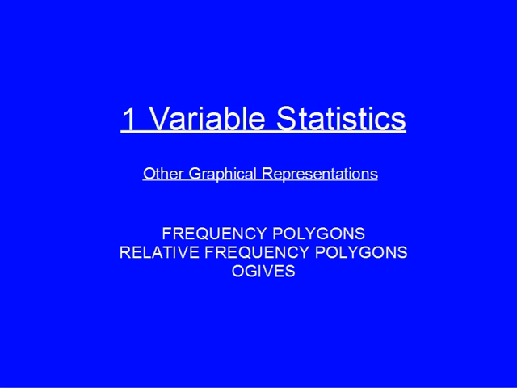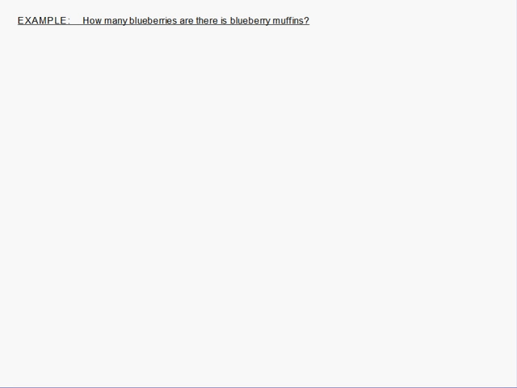We've talked about histograms and box-whisker plots. There are other graphical representations that we still need to talk about, and in this video we're going to talk about polygons of a variety of sorts. So here we have an example where we ask the question: how many blueberries are there in blueberry muffins?